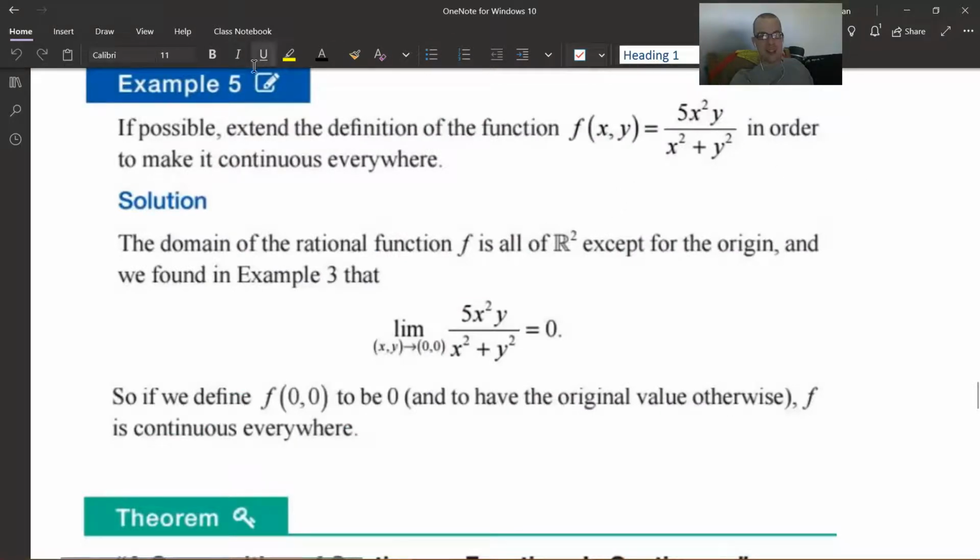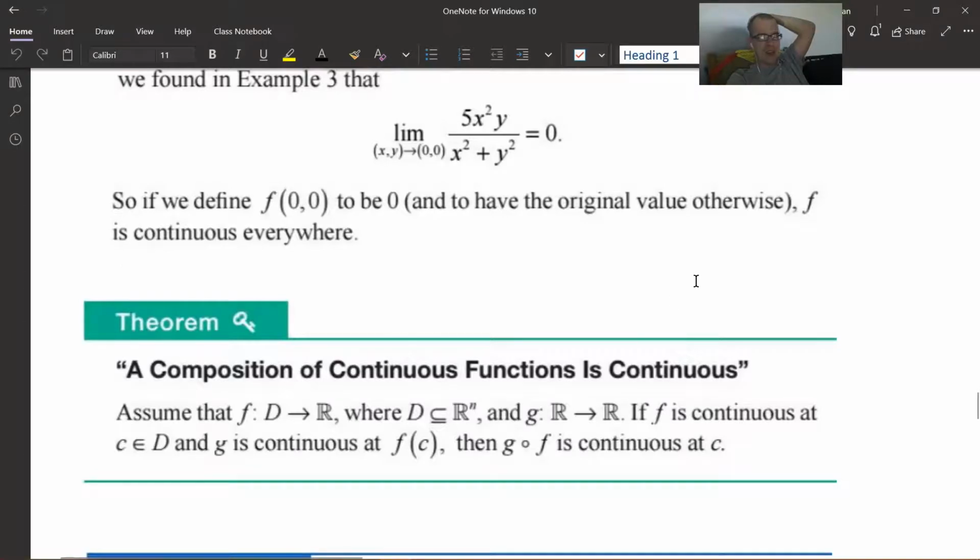And the question is, can we extend the definition of this function so that it's continuous everywhere? And remember, the only point where this would be discontinuous is if x and y are both equal to 0. And so if we plug that hole with the z value of 0 that corresponds to the origin, x equals 0 and y equals 0, then we have a function that's continuous everywhere, and we would just use a piecewise definition for this new function. Okay, so that's cool. Not a huge deal.